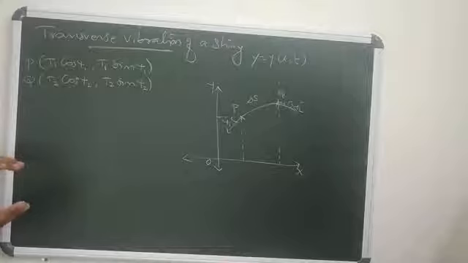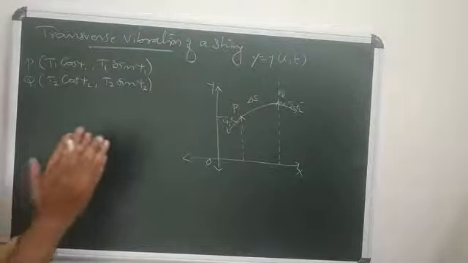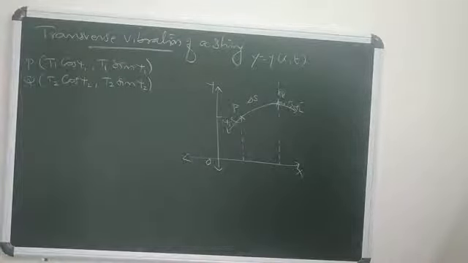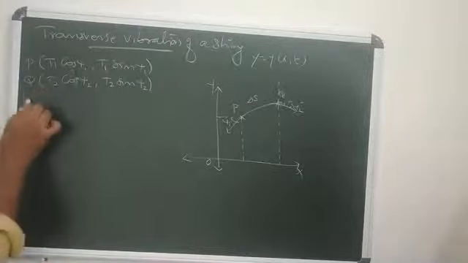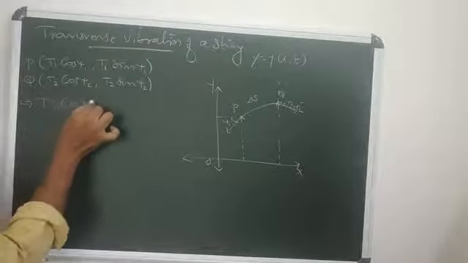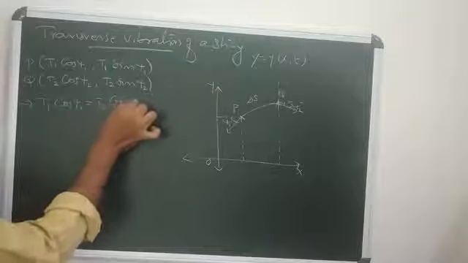In x direction, there is no displacement. Why? If there is any displacement in x direction, then the position of the string changes there. So let us assume that there is no displacement in x direction. When there is no displacement in x direction, we have T1 cos psi 1 equals T2 cos psi 2.